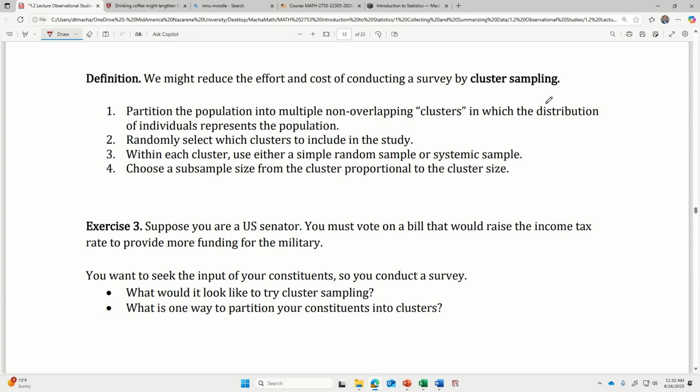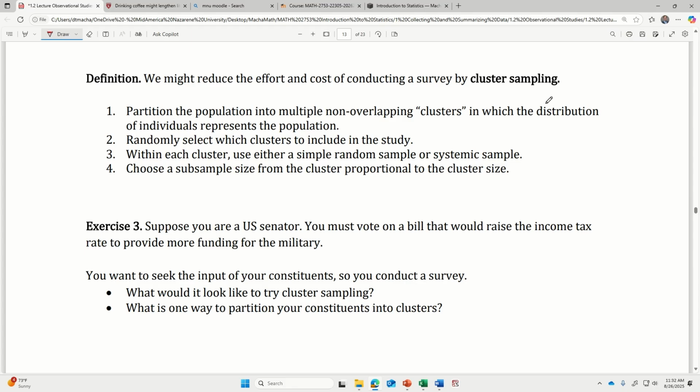Because with stratified sampling, we were going to choose a sample from every single stratum and make sure that they were proportionally represented. But with cluster samples, we're not going to include most of them. We're going to randomly select which clusters to include. And if we forget about entire clusters and only choose some clusters, then the ones that we choose, we want them to look like the whole population. We still want it to represent the whole population.